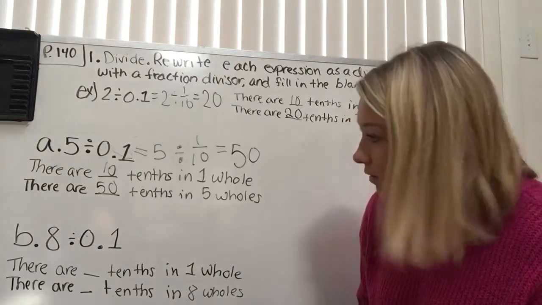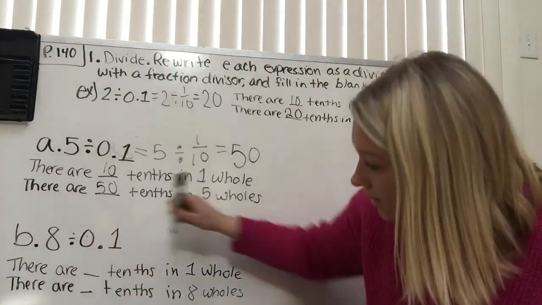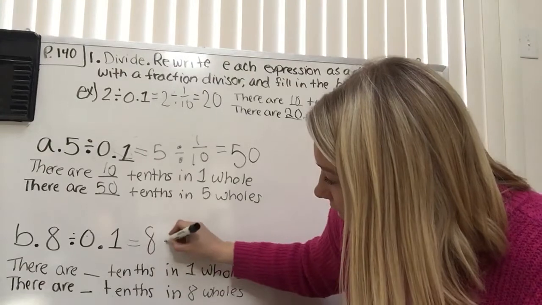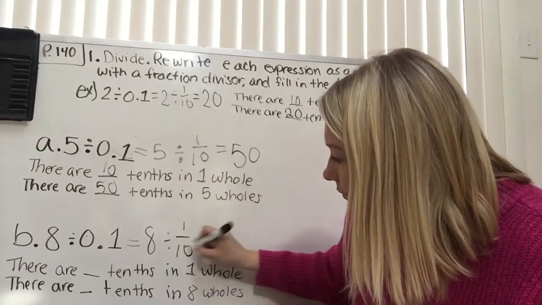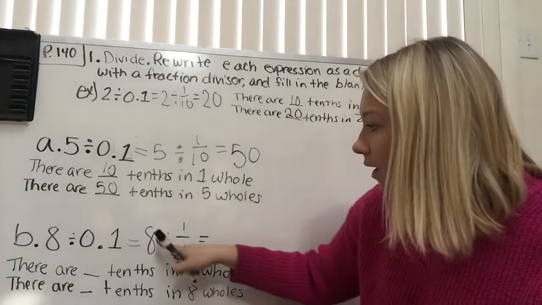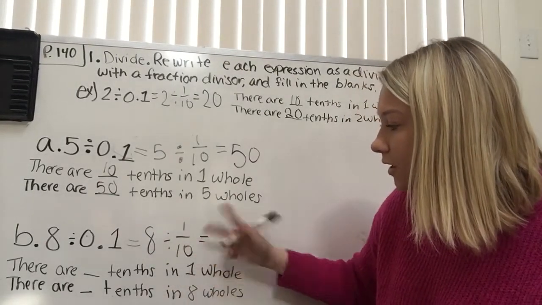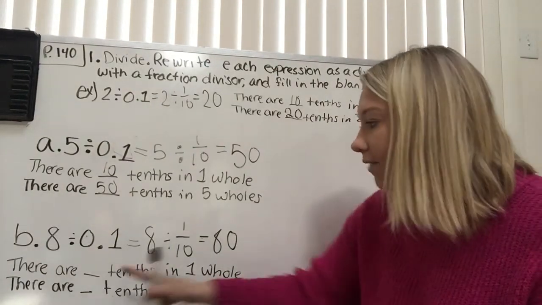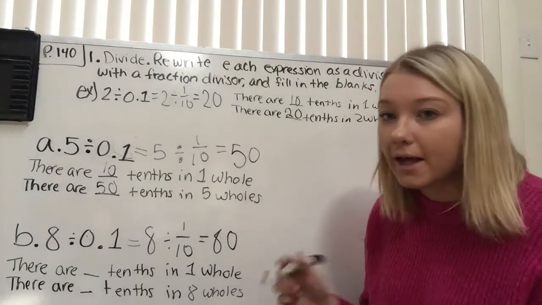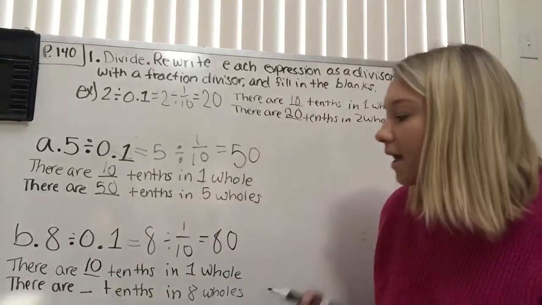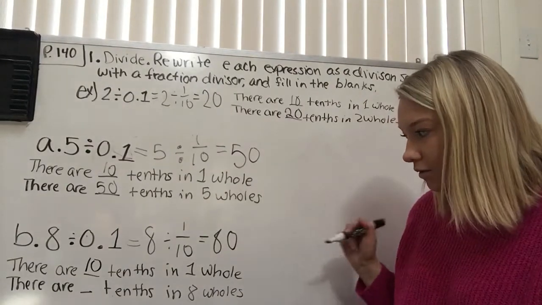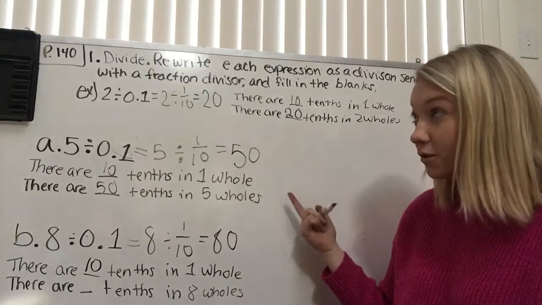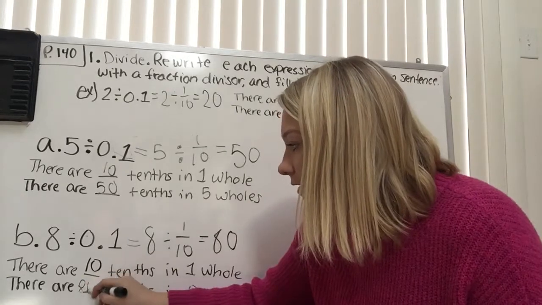And now let's do this last one. 8 divided by 0.1, I'm going to rewrite it with a fraction divisor. So I have 8 divided by 1/10 is equal to, I know we're going to change to multiplication and then flip it. So 8 times 10 is 80. And there are blank tenths in one whole. Again, there are 10 tenths in one whole. And there are blank tenths in 8 wholes. Well, we just said in 8 wholes, if we divide it into tenths, we get 80. So 80 is our answer.